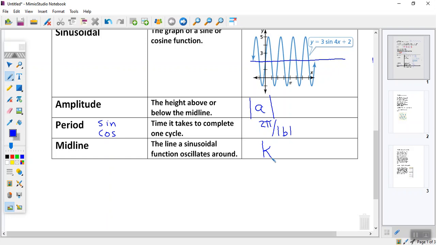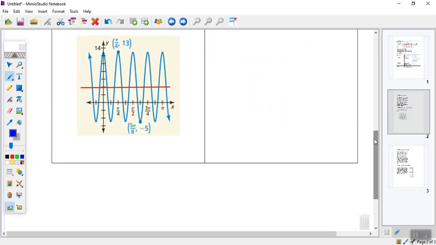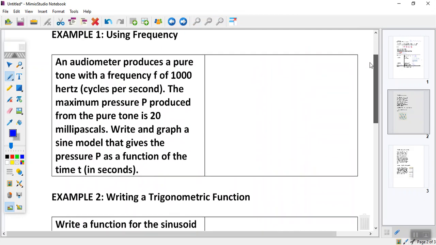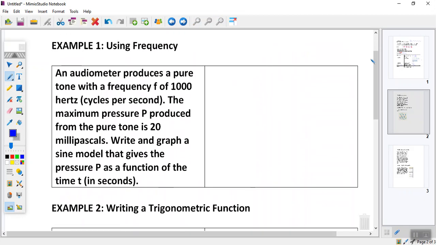Sinusoidal. Not going to take very long today, I'll be honest with you. This will be pretty short and pretty sweet. I love this first question. It's an interesting one. Anybody want to volunteer to read that for me?